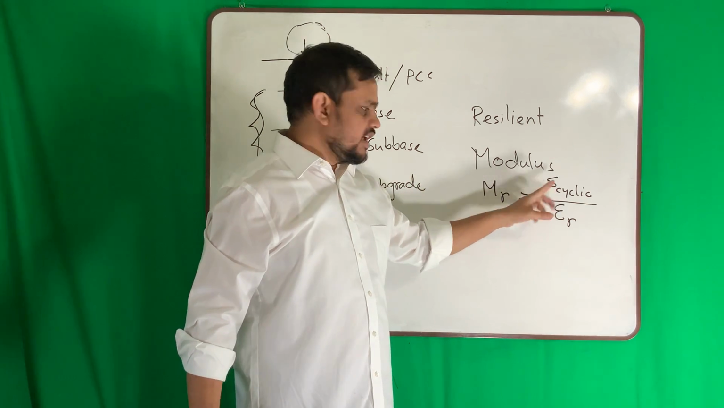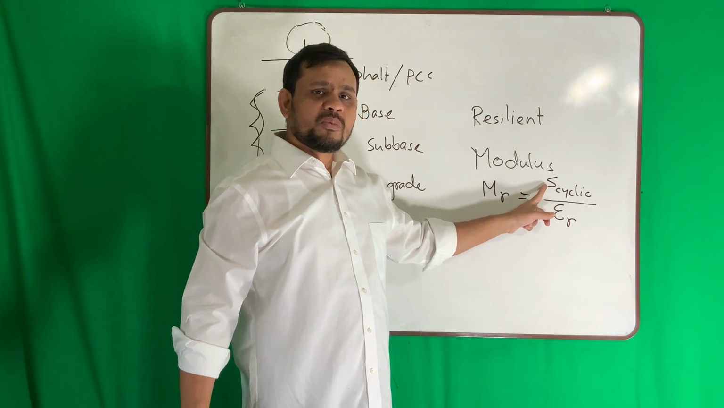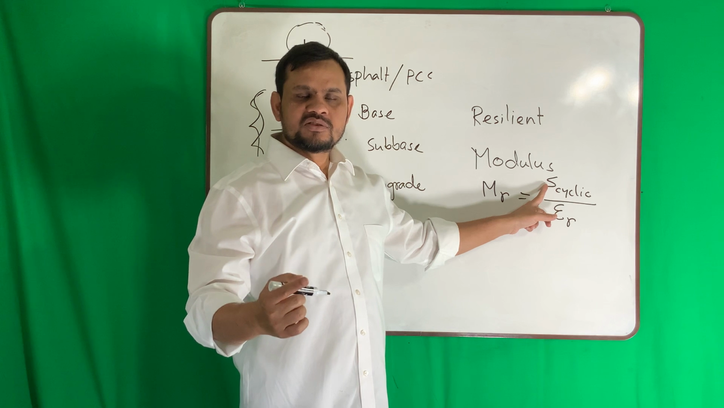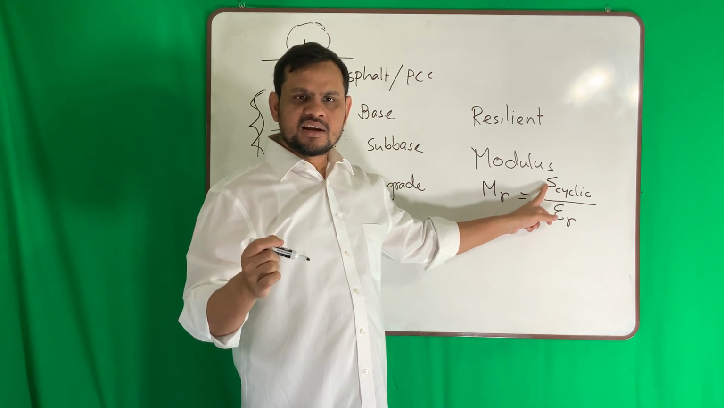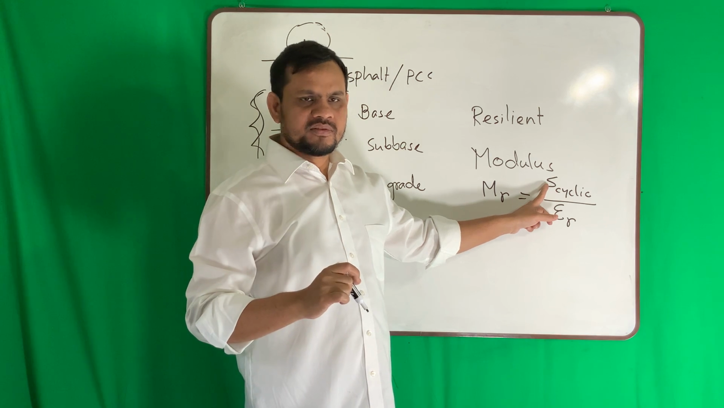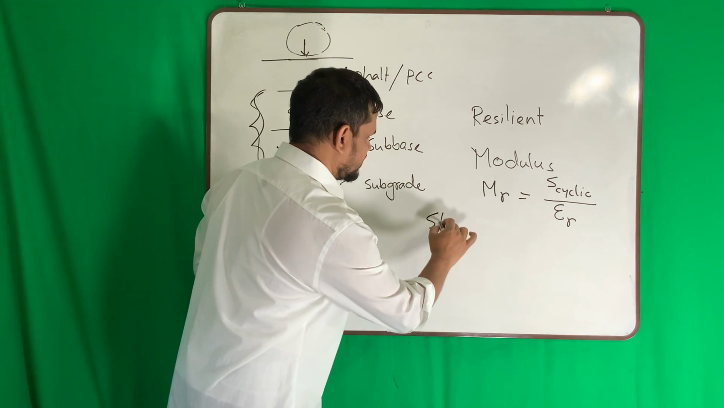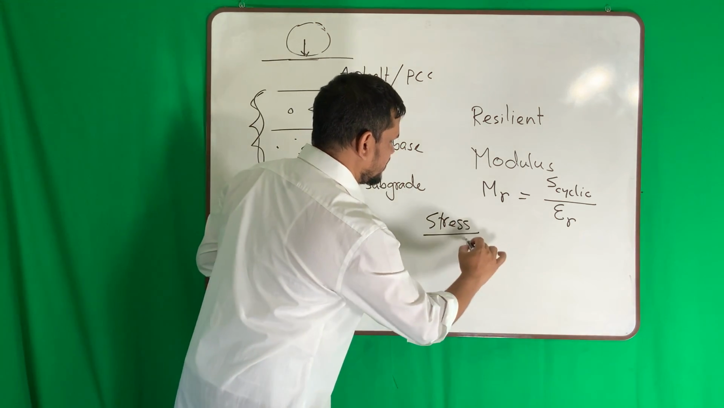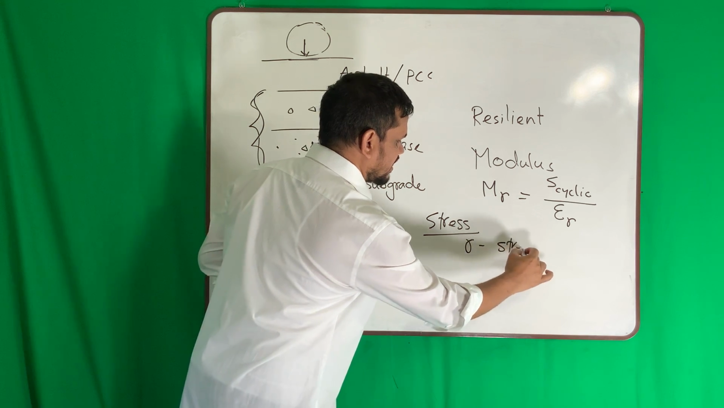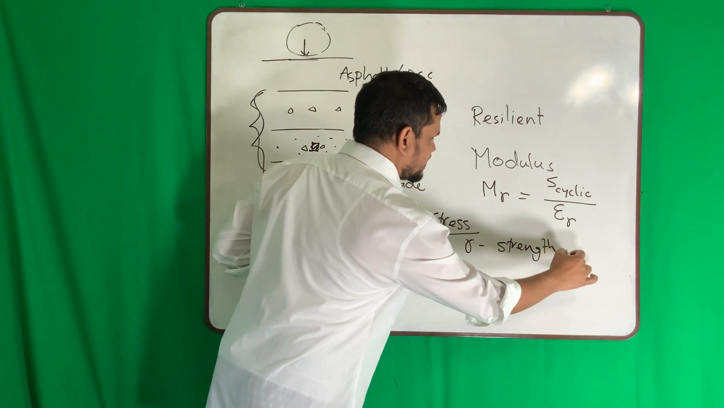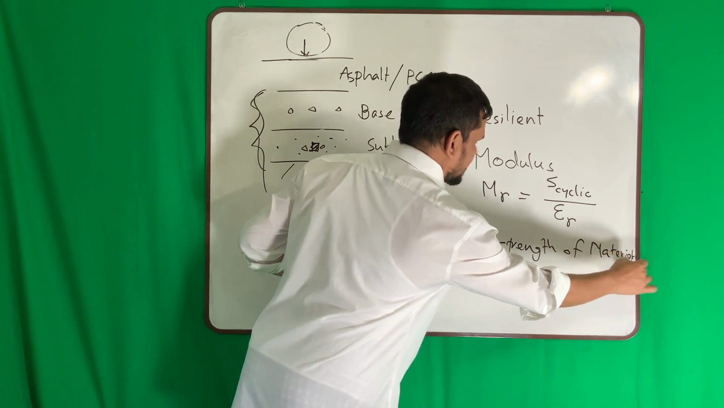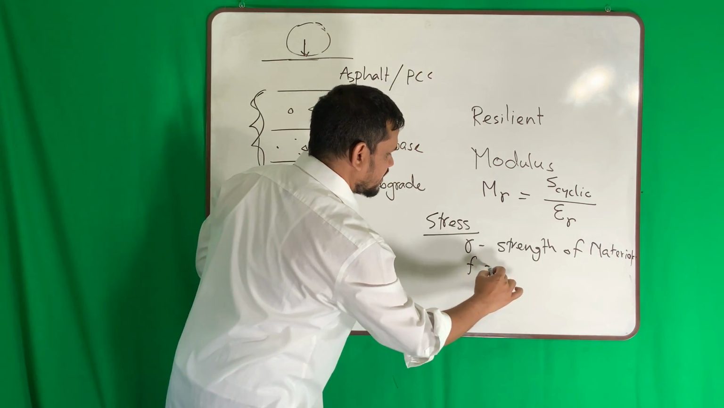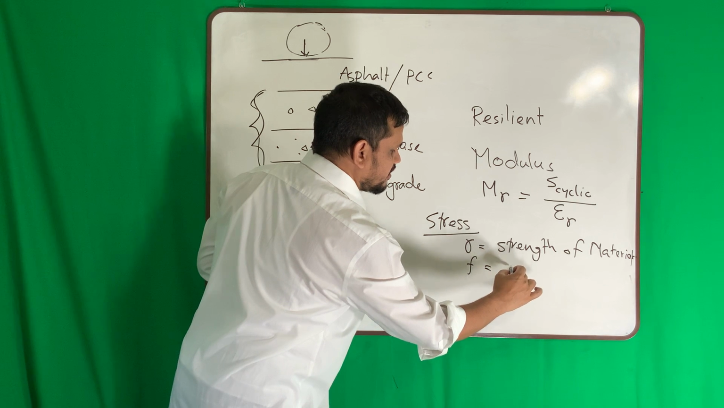Cyclic stress. Now you have to remember the symbol for stress. In strength of material class, we use sigma. In reinforced concrete design class, we use lowercase f. Okay, again, stress: we use sigma in strength of material class, and we use lowercase f in concrete.